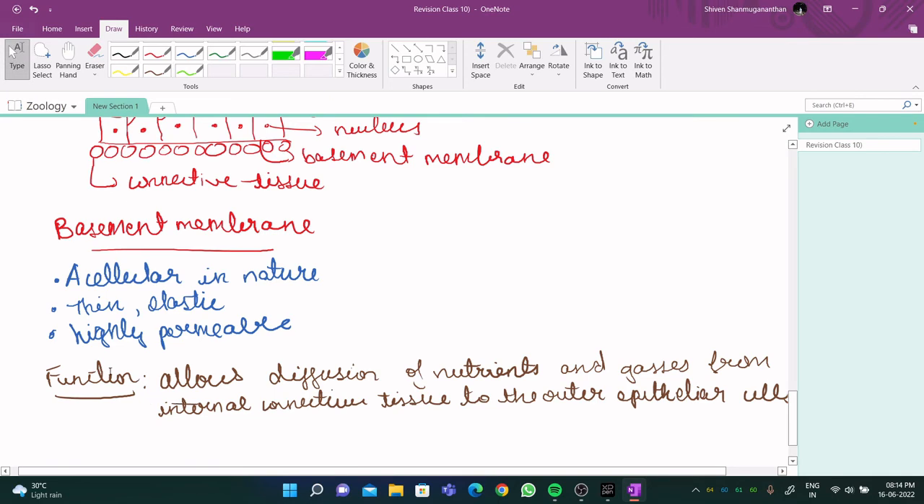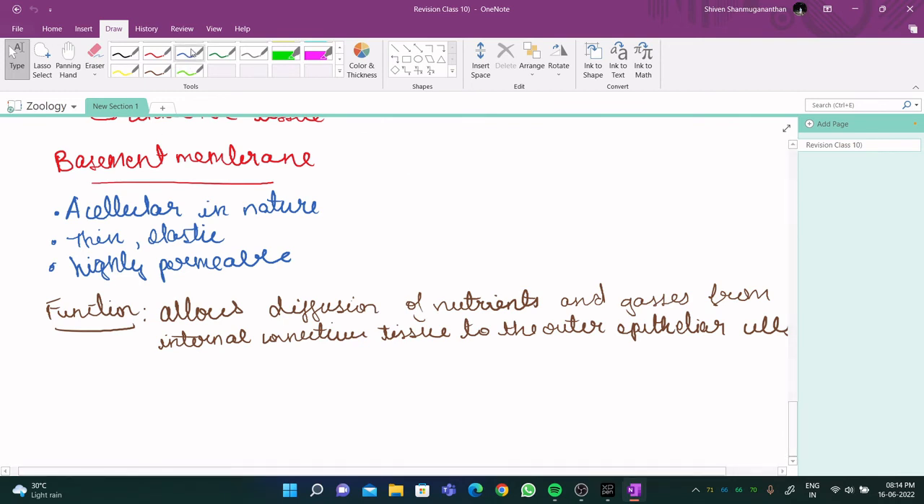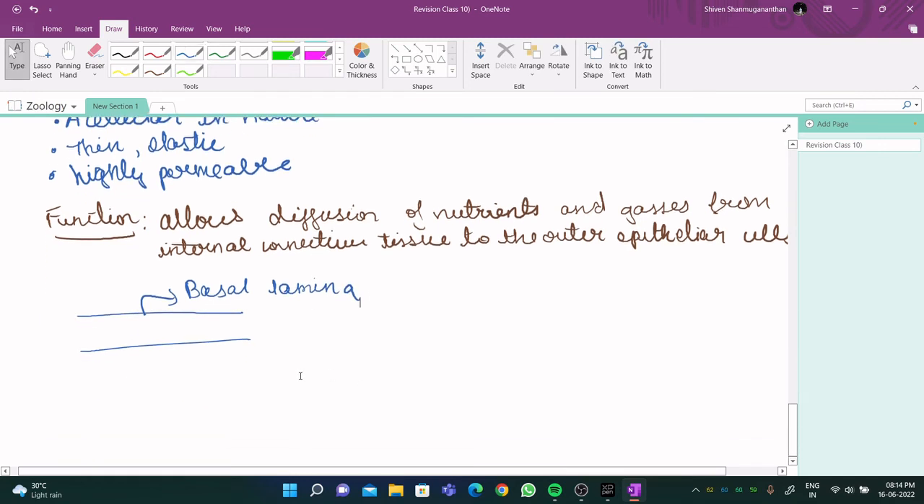This basement membrane is bilayered. Even though I've drawn it here as one line because it looks very thin, actually it has two layers. Layer number one, layer number two. Now the upper layer is called the basal lamina, and the lower layer is called the fibrous lamina or the reticular lamina. I will write it as the fibrous lamina.